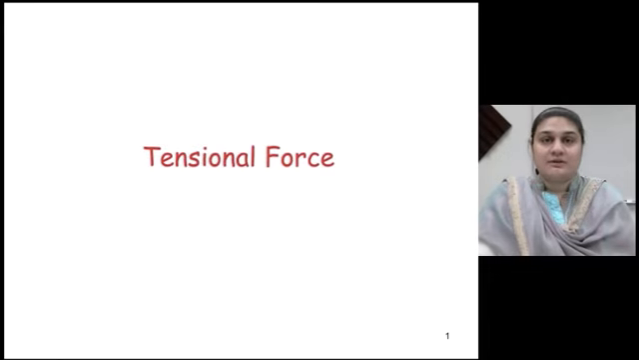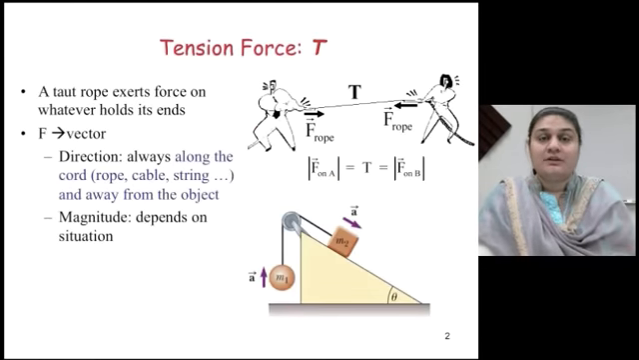So now let's talk about tensional force. Tension is a force that is exerted by a taut rope on whatever holds its end. F is a vector. This implies that tension has also to be a vector, and tension's direction is always along the cord and away from the object. Now this is very important to recognize, and the tensional force is always going to be away from the object that you are looking at.